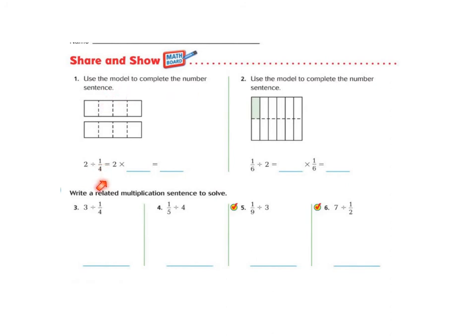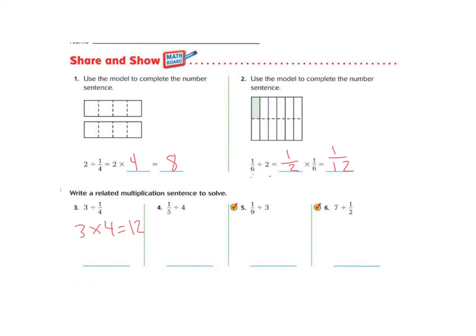All right, let's use the model to complete the number sentence. We have 2 divided by 1/4, which is the same thing as 2 times 4 equals 8. Let's look at the next one. Over here we have 1/6 divided by 2, which is the same thing as 1/2 times 1/6, which is 1/12. Okay, let's do one more. We have 3 divided by 1/4, which is the same thing as 3 times 4, which equals 12.